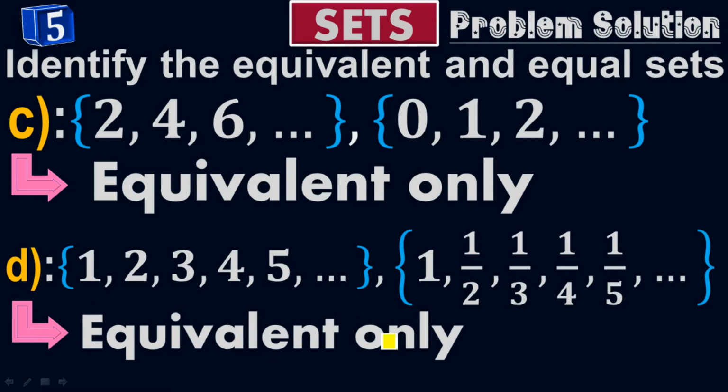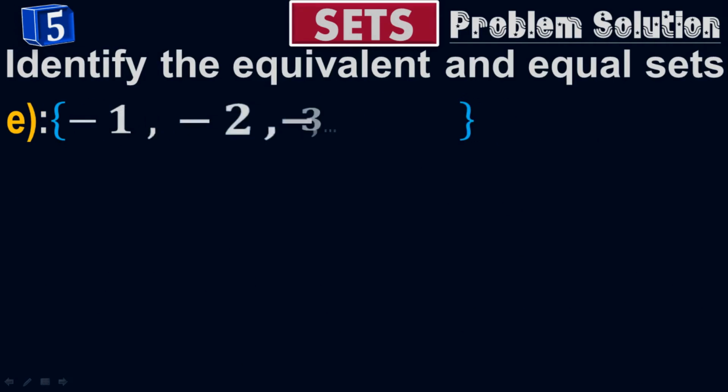They are equivalent only. They are not equal. Because remember, for sets to be equal, they must have the same elements in both sets. If you look at the first set, we have the set of natural numbers. In the second set, we have the set of rational numbers. Natural numbers and rational numbers are 2 different things. Therefore, we cannot say that they are equal to each other. They are only equivalent.